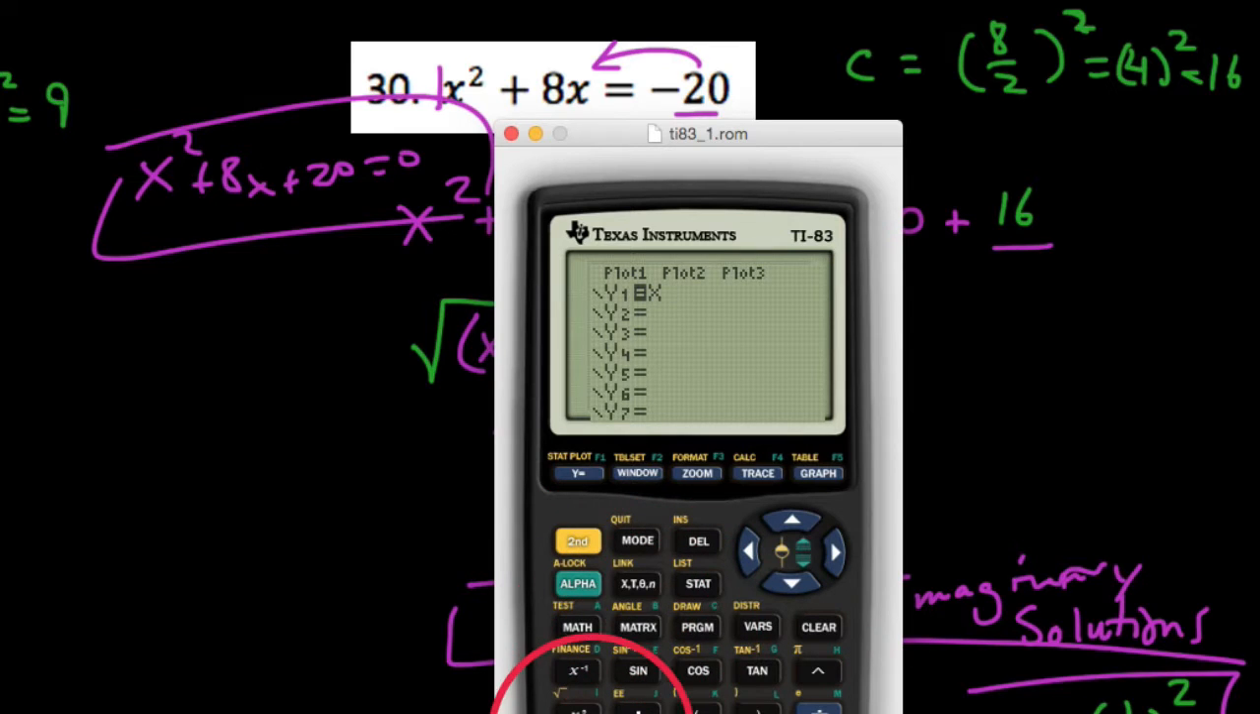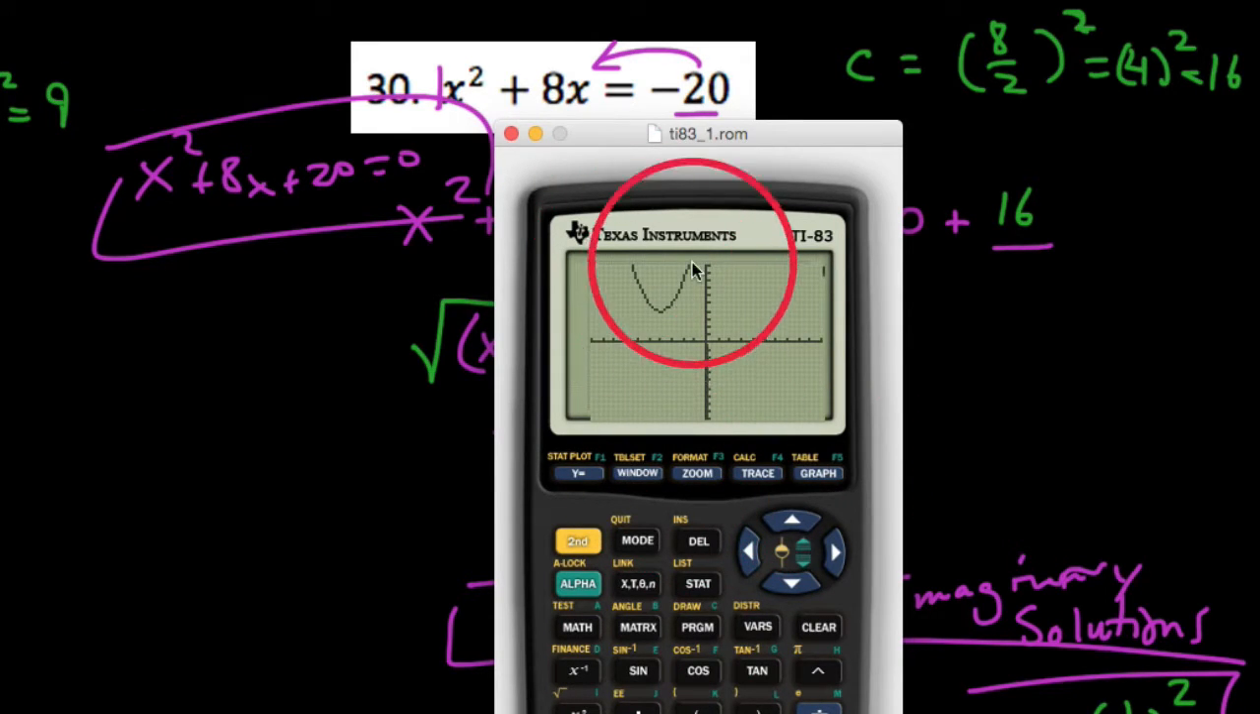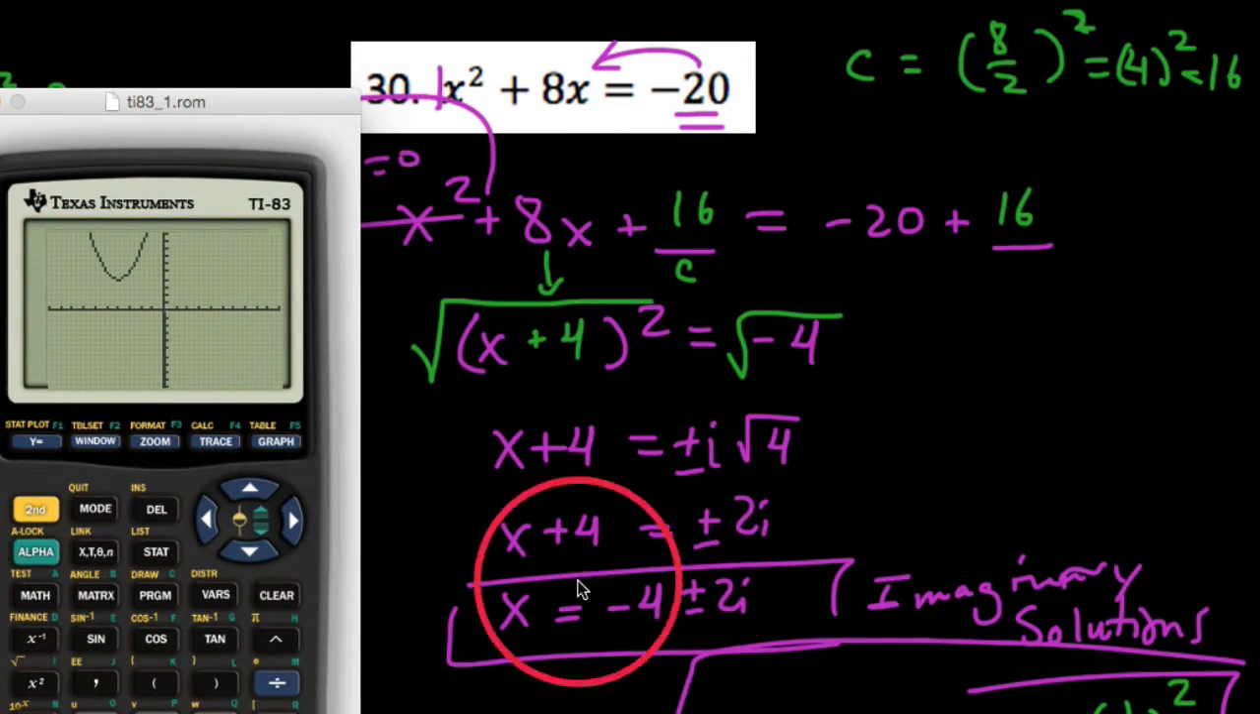And so if we were to graph x squared plus 8x plus 20, then what we end up with is this parabola here that has imaginary solutions because it never hits the x-axis, which is the axis that contains all of our real number solutions. And so no problem that we got complex answers here. It just means that we have a parabola that never hits the x-axis.